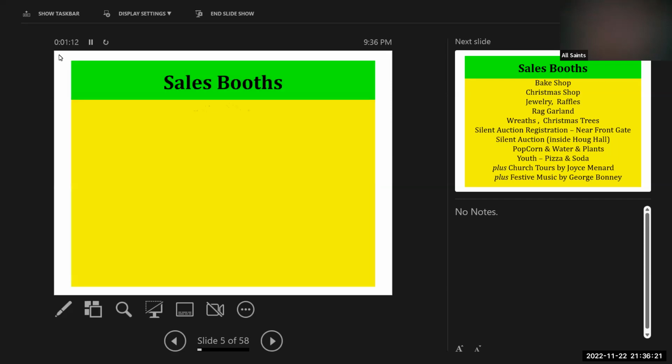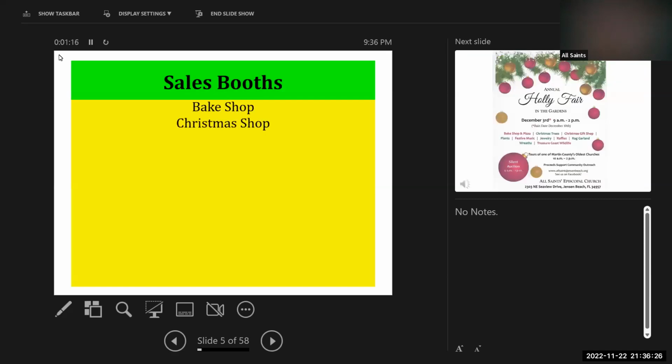Now, these are all the sales booths we have. We have a bake shop, Dorothy Green is in charge of that. The Christmas shop is myself. Jewelry is Lorraine. Raffles is, I can't remember. And we have Rag Garland. We probably have 12 that we can sell this year. It's something new in the market. We have wreaths and we have Christmas.